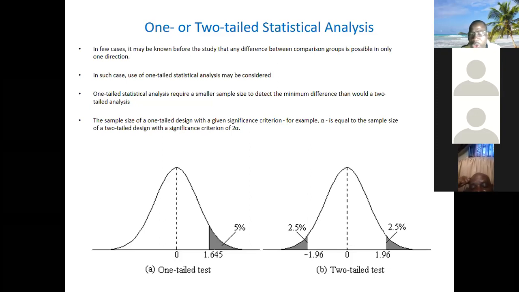So for two-tailed, if you look at this area now, if they split it into two, for you to move from 0, you can move from 0 to the negative side or 0 to the positive side.